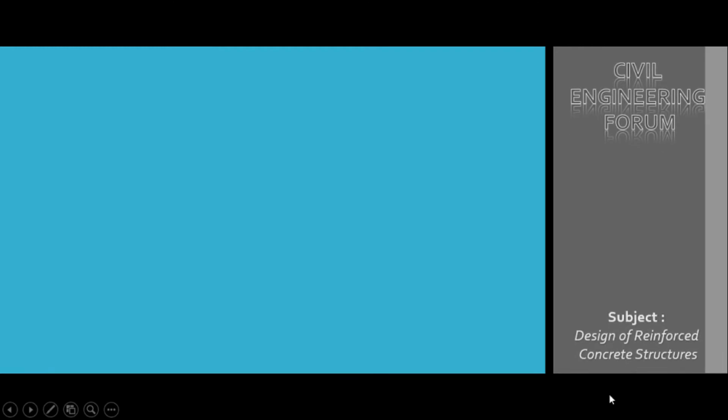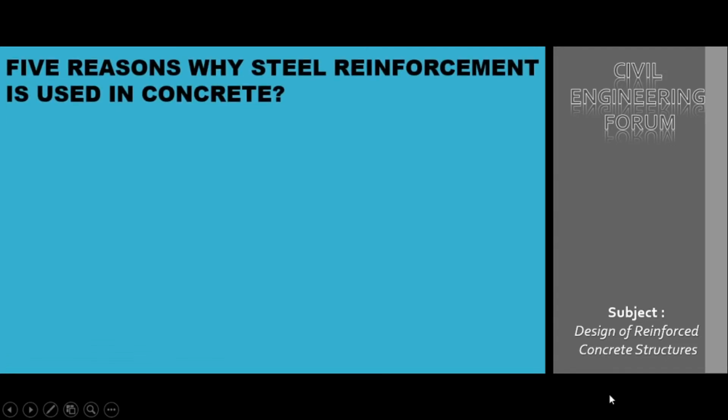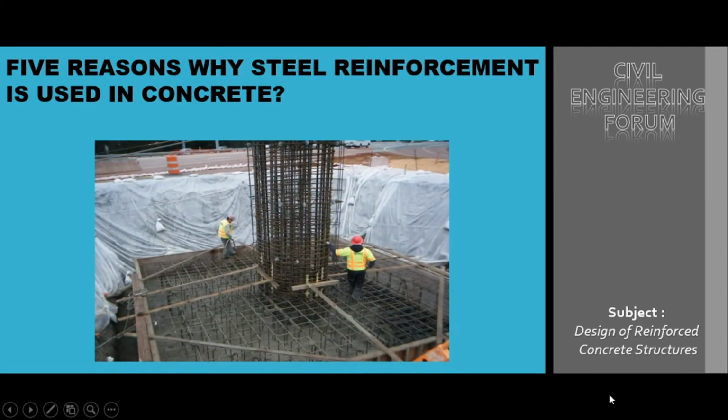We are in the playlist named Design of Reinforced Concrete Structures, where today we are going to learn a very important thing, that is 5 reasons why steel reinforcement is used in concrete. That is, this steel reinforcement which is cast with fresh cement concrete to make reinforced cement concrete. So today we are going to learn in detail why we use this type of steel reinforcement with concrete and not any other material to make a composite material with this cement concrete. There are 5 main reasons due to which steel reinforcement is used along with cement concrete.